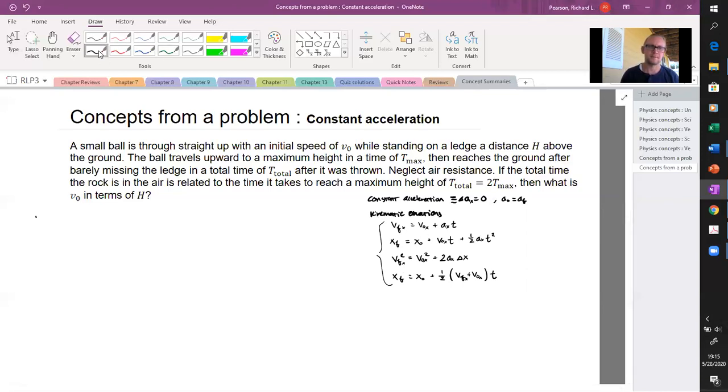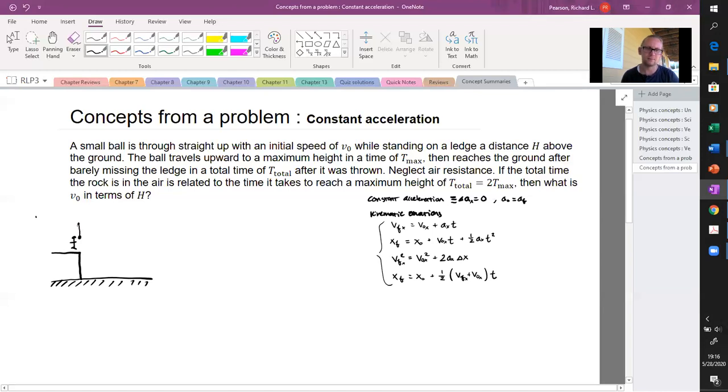So here's our setup. Now let's go to the problem. Here we have a ball that's thrown straight up with some initial velocity. We're standing on a ledge, so we're going to draw a picture here. Here's our ledge. Here's the ground. We're standing on the ledge, and we throw this ball up into the air. It's thrown straight up with some initial velocity.